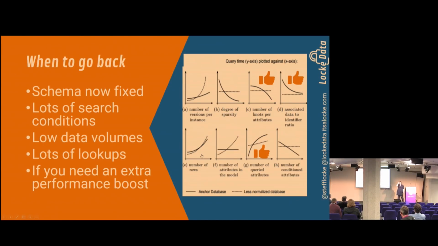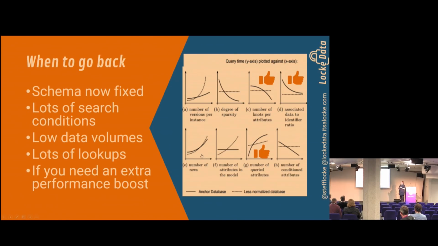And when you should go back, or stick with third normal form, if your schema's never going to change. So a discontinued, out of support thing that's just going to tick over with those few users, then maybe collapsing it back to third normal form to simplify things.